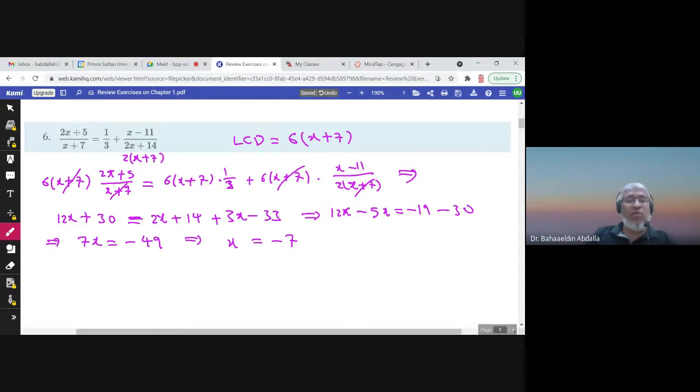Now if you go back to the question and look at it carefully, this is a fractional equation, x plus 7 in the denominator. So in fact, x cannot be negative 7, because negative 7 is not in the domain of this fraction. It will make the denominator 0. So this makes the denominator 0, which means the solution set of the original equation would be the empty set, or phi.